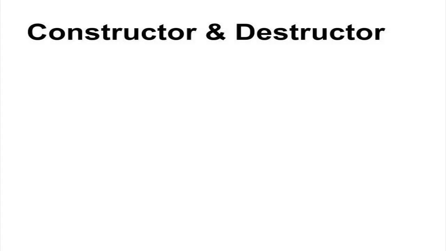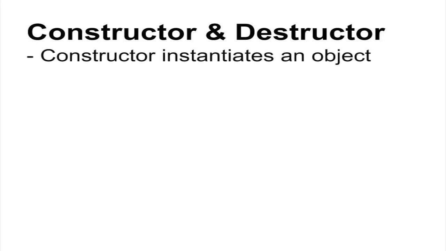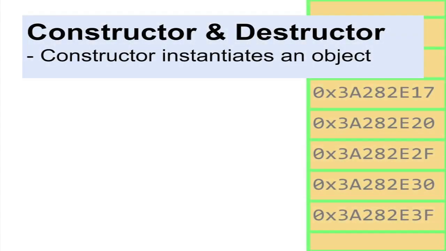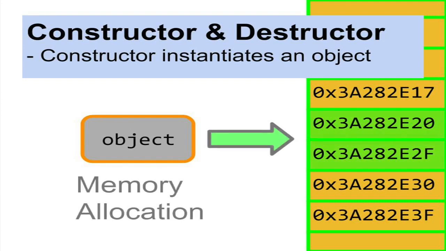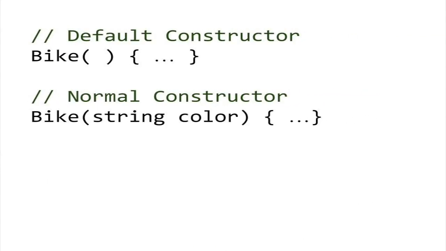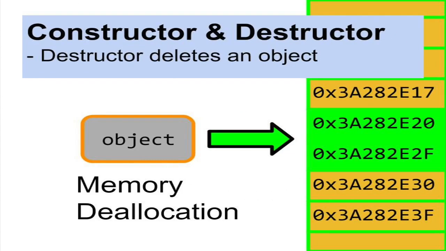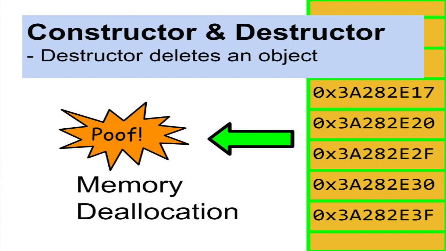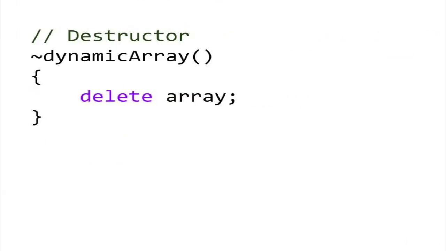In general, objects have two basic methods, the constructor and the destructor. The constructor is what instantiates the object and allocates dynamic memory as needed. A constructor that takes in parameters is called a normal constructor, while a constructor that does not is called a default constructor. The destructor is used to deallocate any dynamic memory used by the object. The destructor is called at the end of the object's lifespan, or when the program terminates.